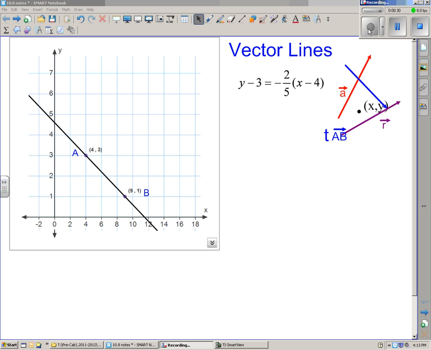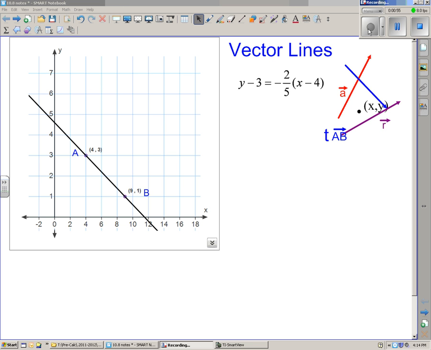And then the slope is what tells me in which direction to go and how to get to other points. As long as I go in the ratio down 2 over 5, or up 2 and to the left 5, or I could go down 1 and over 2.5, things like that. But that negative 2/5 is giving me a sense of direction from point A. Well, vector lines are very much like that.